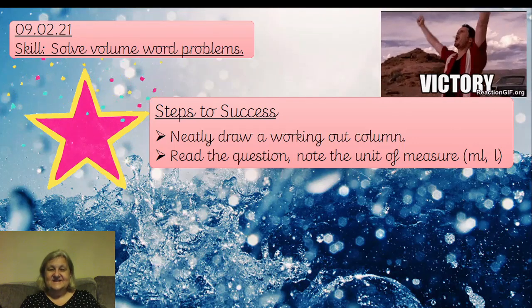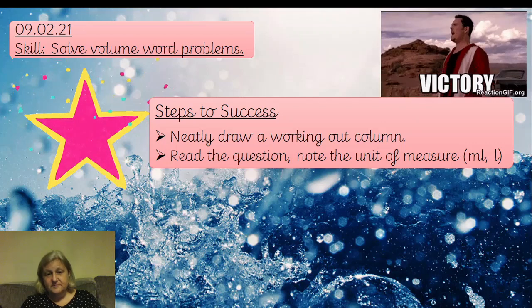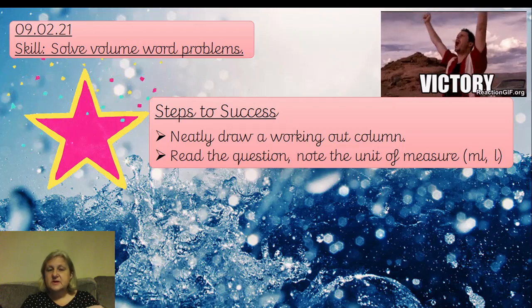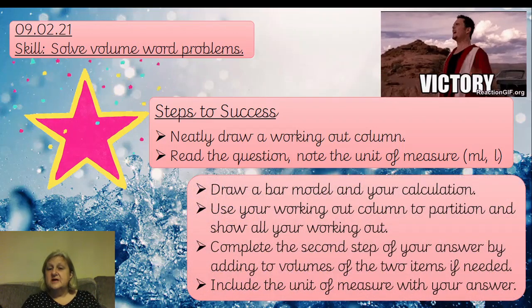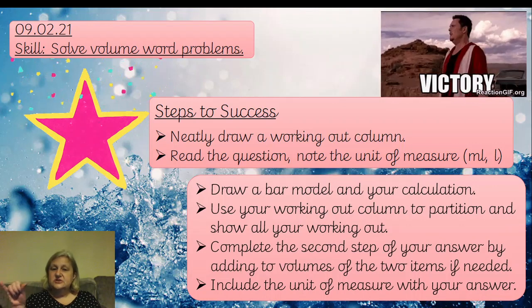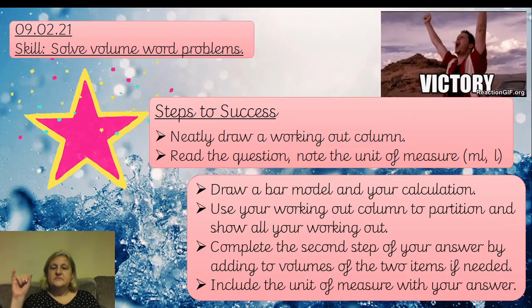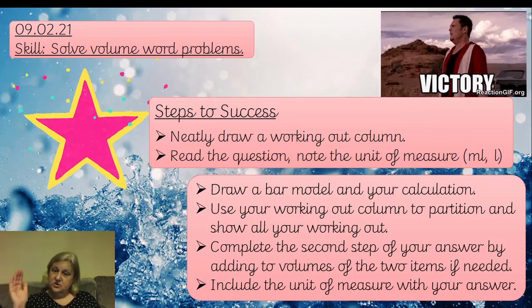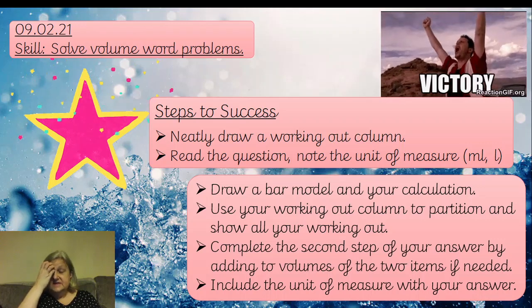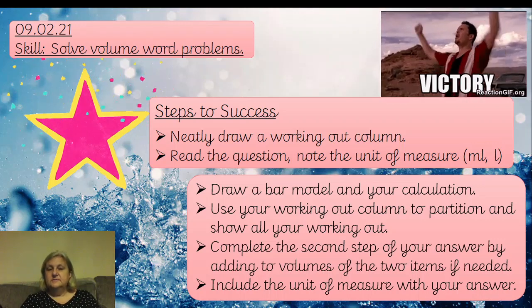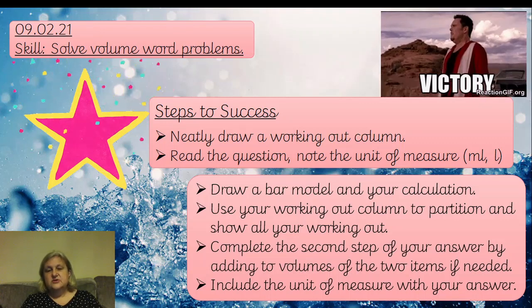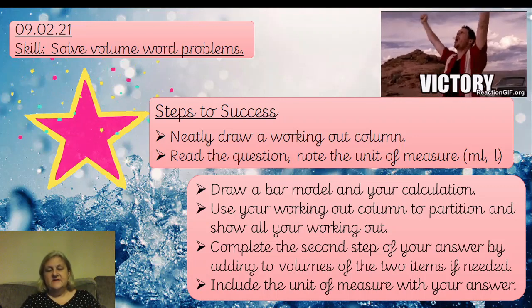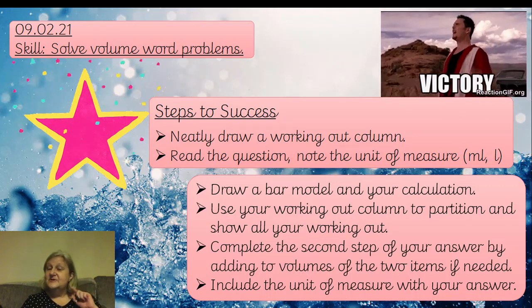Okay, and so you're going to neatly draw your working out column. You're going to read the question, make a note of the unit of measure, underline the most important parts, get those bar models done, and your calculation. If you need to use that working out column, do. Don't forget to calculate the ones first. We sort of work along: ones, tens, and then hundreds. Show all your working out, and then your second step, add those volumes if you need to, or whatever it's asking you to do, and then put in your unit of measure. Don't forget the little units.